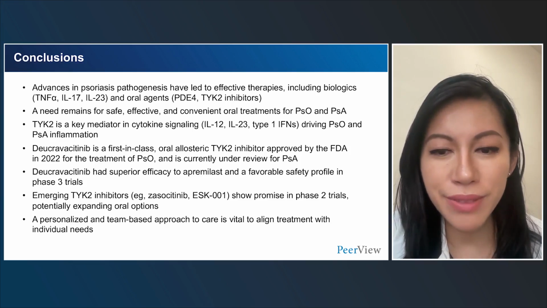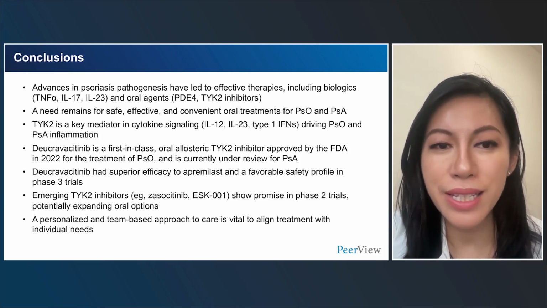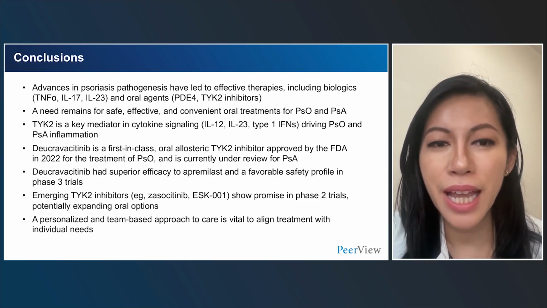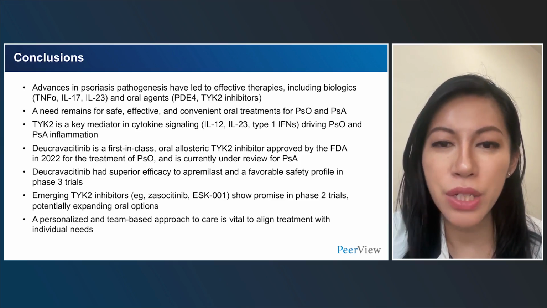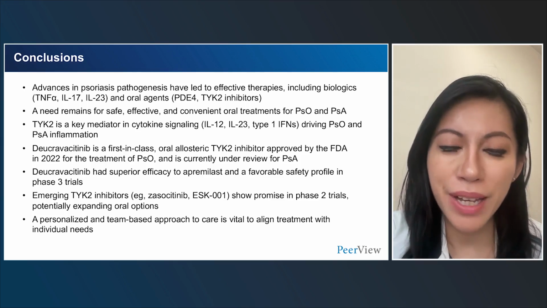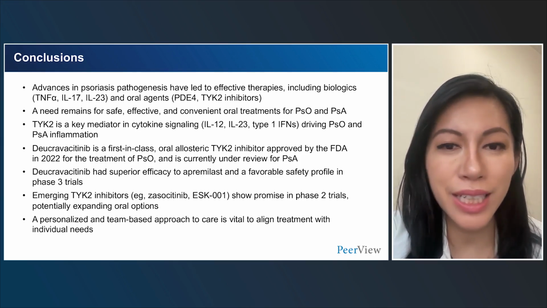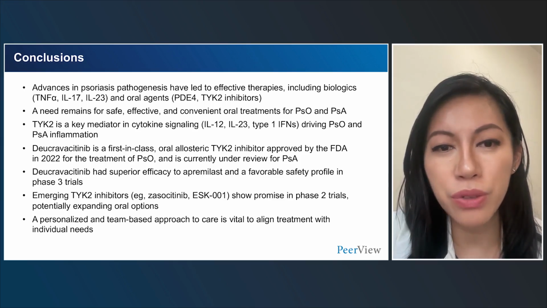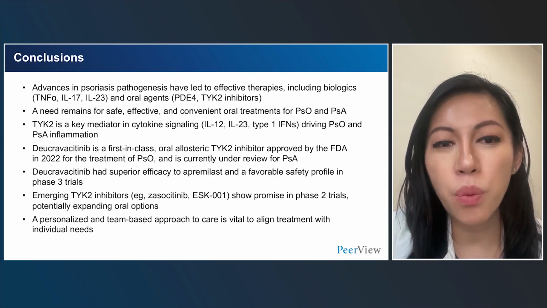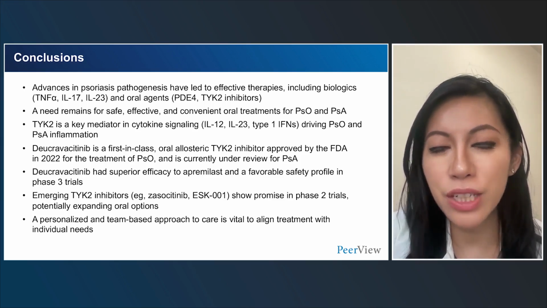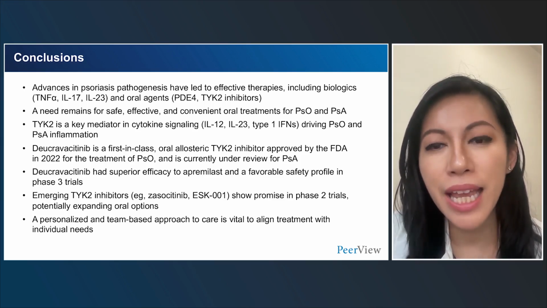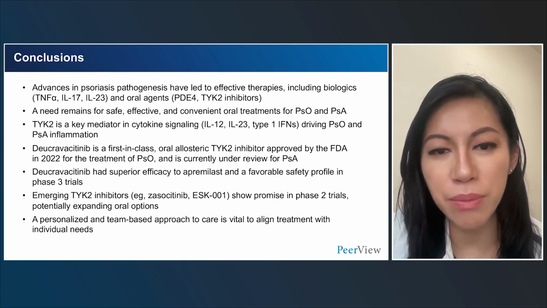So, in conclusion, we talked about advances in psoriasis pathogenesis have really led to effective therapies. And we spent a lot of time today talking about TYK2 inhibitors. But it's time well spent, if I could say so. And also, very importantly, we have two additional newer TYK2 inhibitors in late phase development that we're likely going to see in the future, being able to bring those to our patients. And oral therapies is really the new frontier in psoriasis treatment. And among them, TYK2 is extremely important.